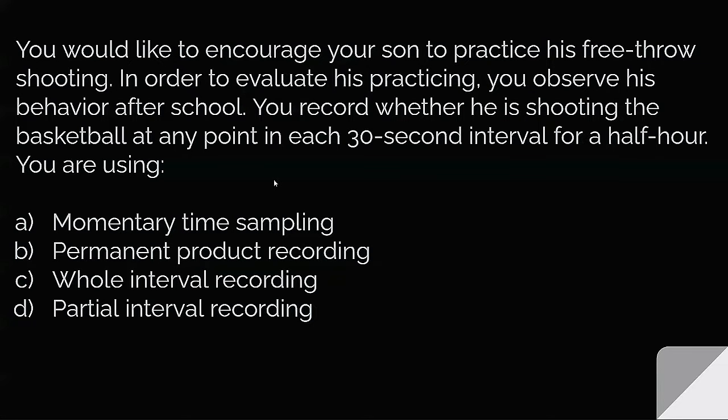That's not what it says, so it's not that. Is it permanent product? Like marks on the net, maybe? Where do we put the marks? I don't know. Maybe we have him shoot off the bank every time, so there's some little mark that the basketball makes. Anyway, that's not what's going on here. Whole interval, well, I'd have to watch for the whole 30 seconds and see, is he shooting for 30 whole seconds? I don't even know how you do that. How do you shoot for 30 seconds, duration?